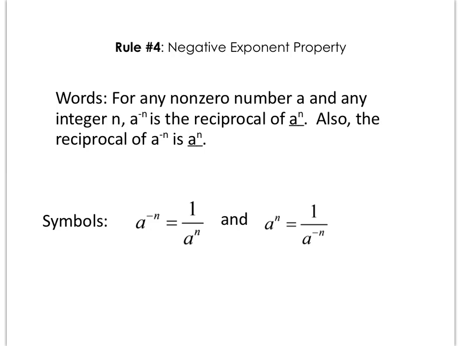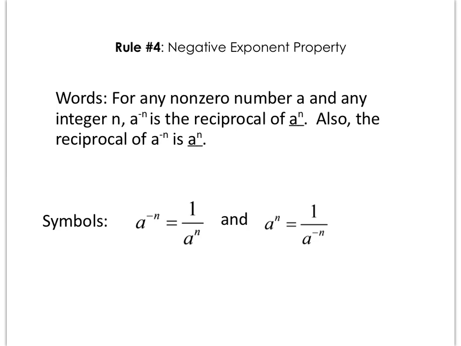Rule number 4, negative exponent property. In words, what the negative exponent property states is that for any non-zero number a and any integer n, a to the negative n is the reciprocal of a to the n. Also, the reciprocal of a to the negative n is a to the n. In symbols, this is what those words mean.